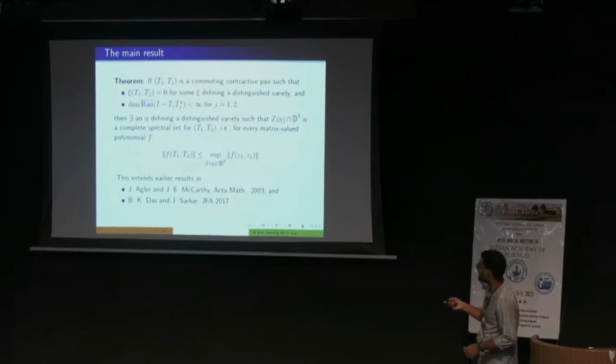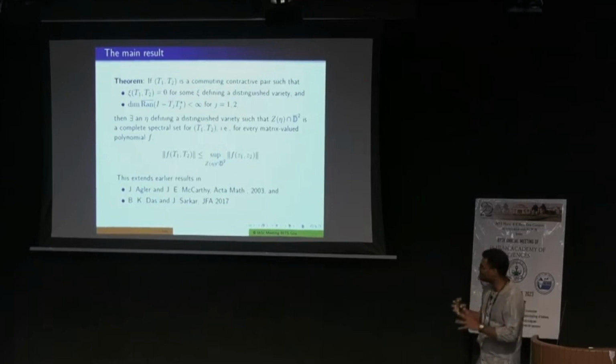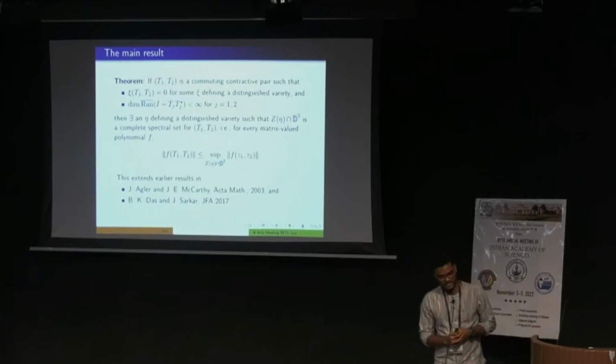So indeed that is the reason why we need this finite dimensionality. We need to dilate T1, T2 to V1, V2, which lives, meaning the joint spectrum should be a distinguished variety. That's why we're crucially using the finite dimensionality assumption.